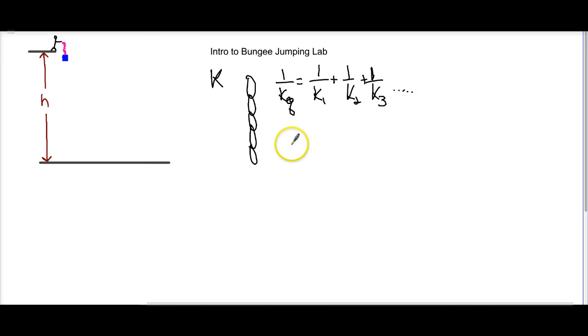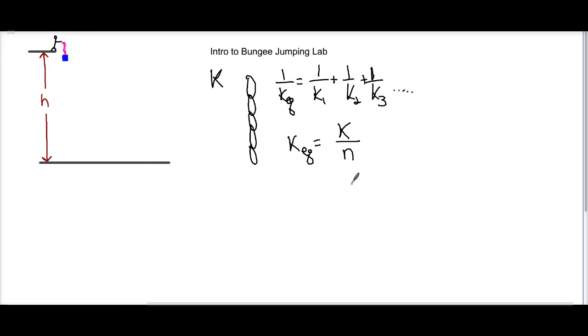But to make this more simply, the equivalent spring constant is going to be equal to K over N, where N is the number of rubber bands that we have. So that takes care of part of it.